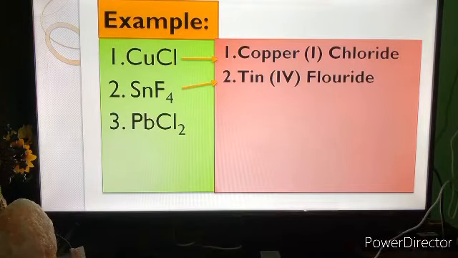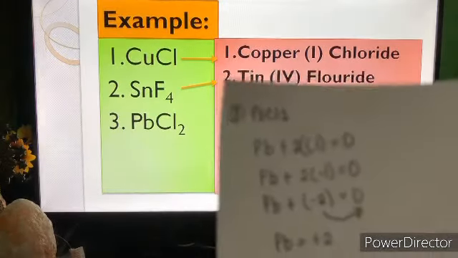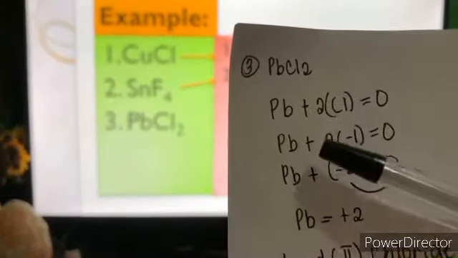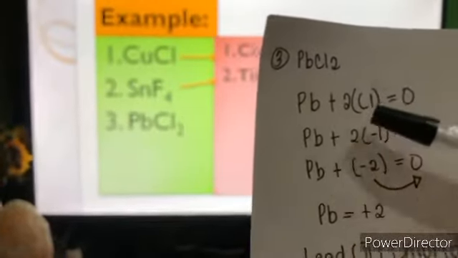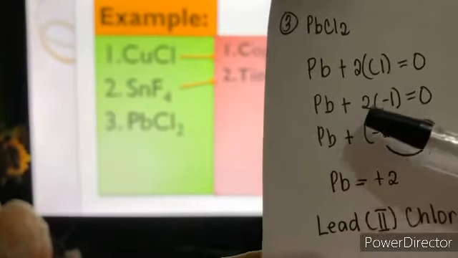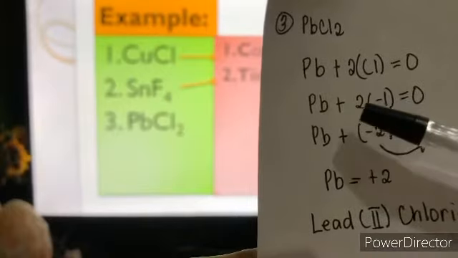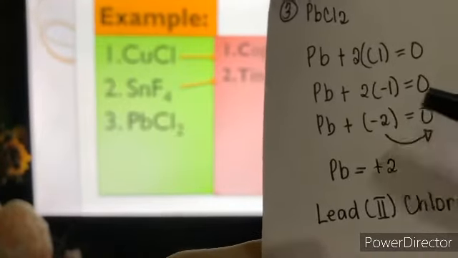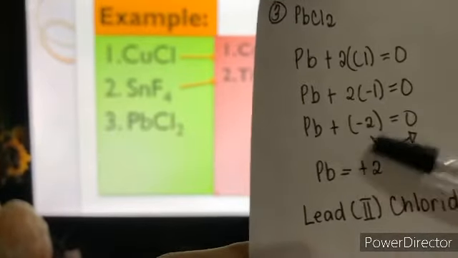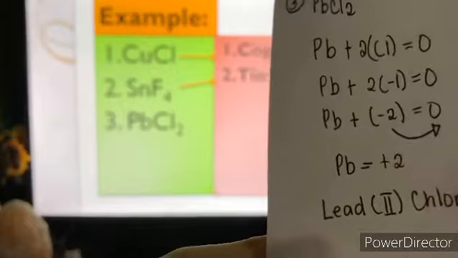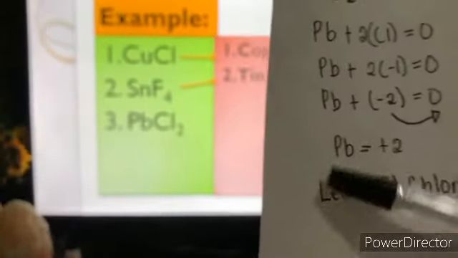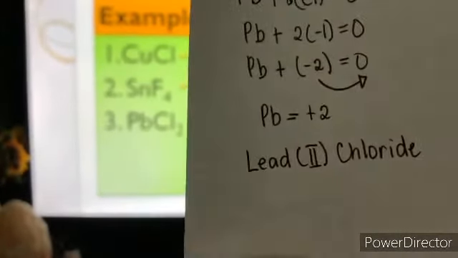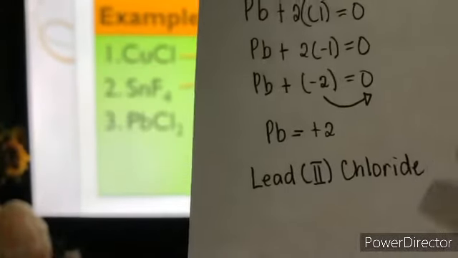The third one is PbCl2, lead chloride. Pb plus 2 Cl equals 0, 2 because there are 2 atoms of chlorine. The charge of chlorine is -1, so 2 times -1 equals 0. Now Pb plus -2, because 2 times -1 is -2, equals 0. Again, we transfer the charge from left to right, so Pb equals positive 2. So the answer is lead(II) chloride.